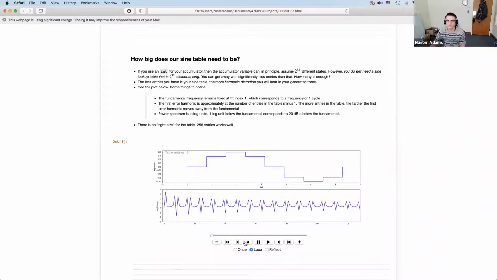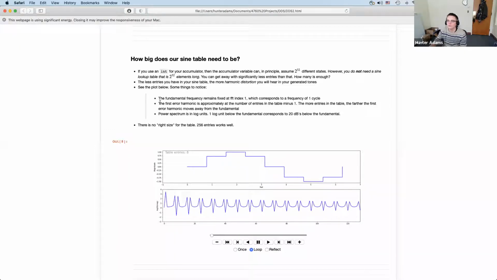As I play this, you're going to notice a couple of things. The first thing is that the fundamental frequency for this curve is going to remain fixed at 1 cycle, because we have 1 cycle of a sine wave represented here. But the error harmonics are going to move. As you add more elements to the sine table, the first error harmonic moves away, increases in frequency, moves away from the fundamental, and the power of this first harmonic reduces.